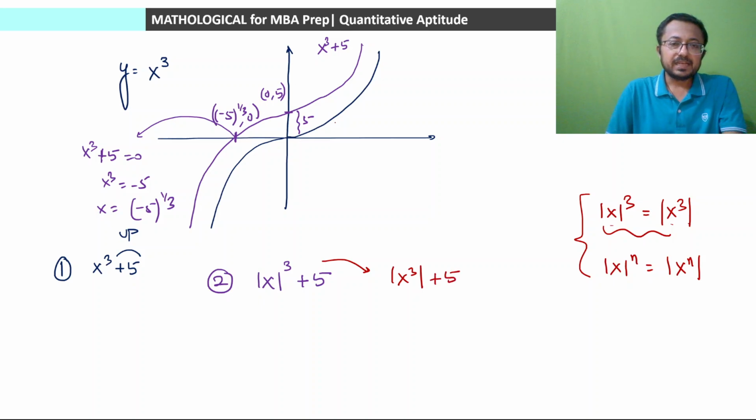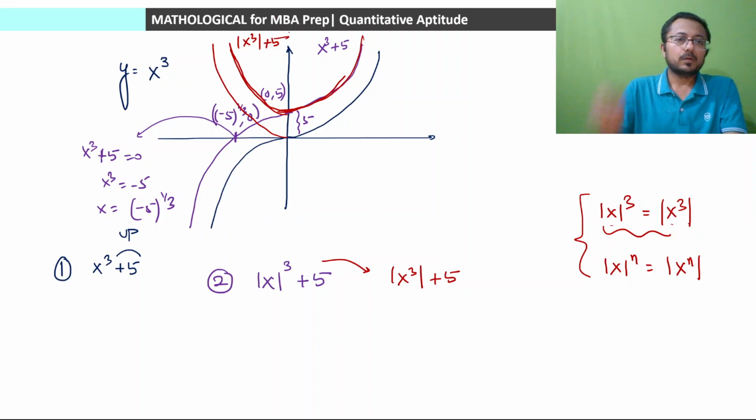एक्स क्यूब का ग्राफ तो हमें पता ही है, पहले मॉडुलस का ग्राफ बना लो and then add 5 on all values. So this will be graph of mod of x cube, then add 5 on all the values. So this graph will be like this. Mod of x cube plus 5. Okay.